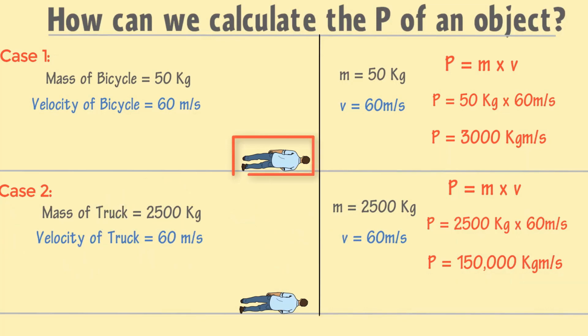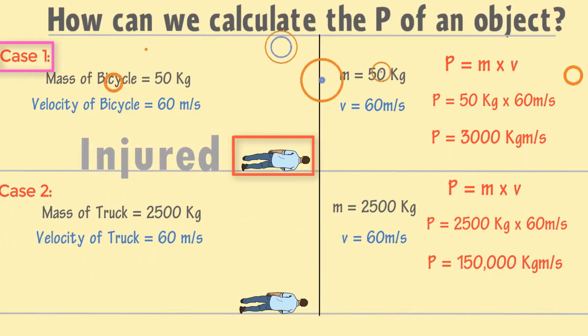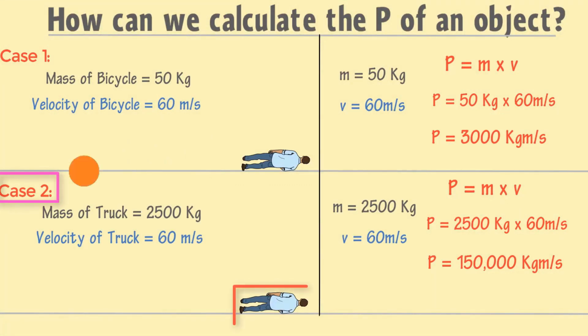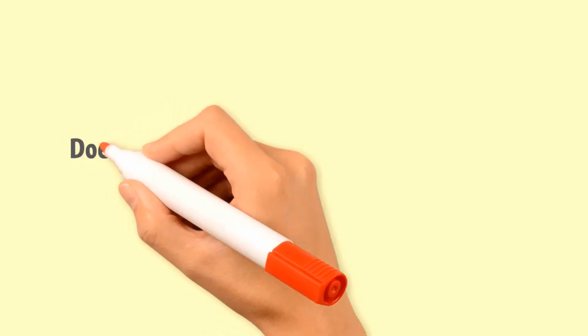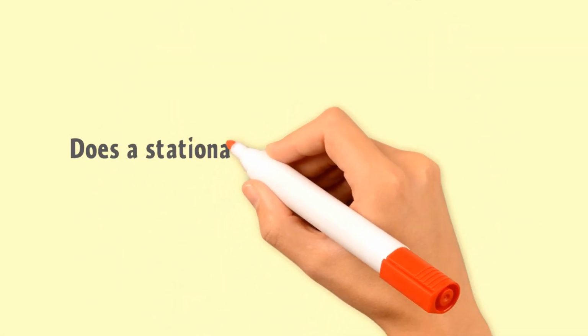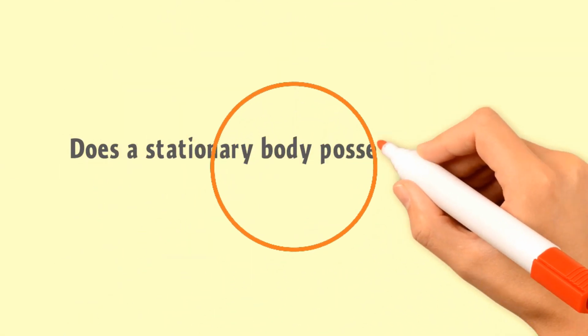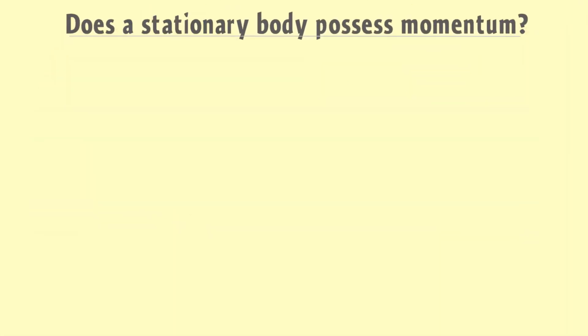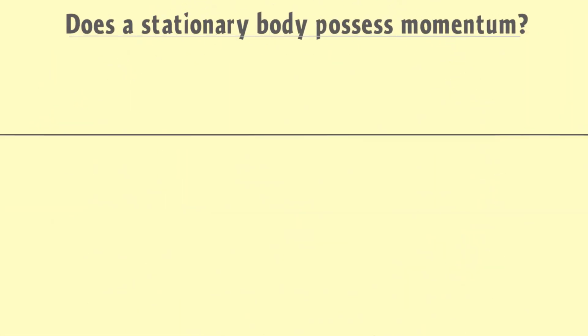Therefore, a person is merely injured in case 1, when hit by the bicycle, while in case 2, the person got serious injuries or death when hit by the truck. At last, let me teach you, does a stationary body possess momentum? To answer this question, let me give you another example.